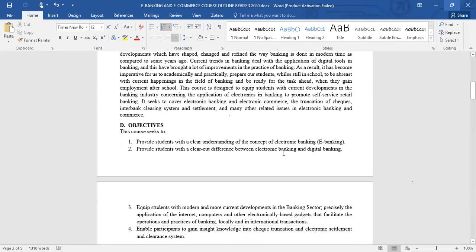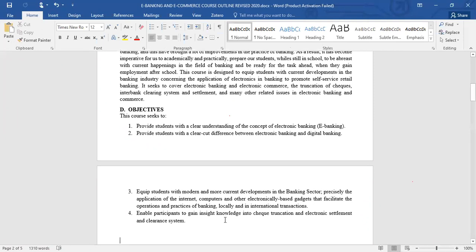Now, as I was saying, I mentioned some of the objectives. You can see them here. I don't want to go into them. You can read this in your own free time, but I'll be talking about some of them as I go through the topics one after the other with you. For instance, the second one, you see that the objective seeks to provide students with a clear-cut difference between electronic banking and digital banking. I'll talk about them as I go through the topics.